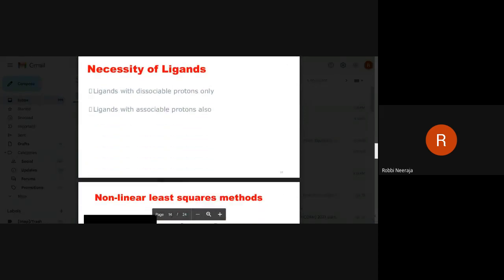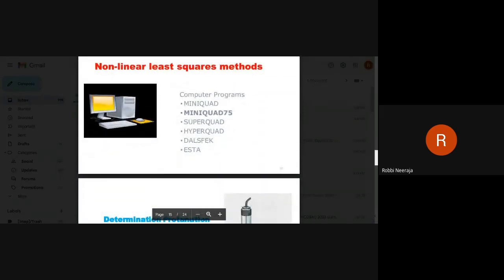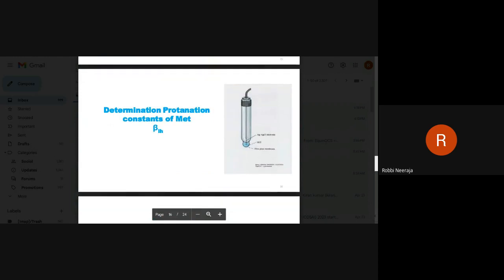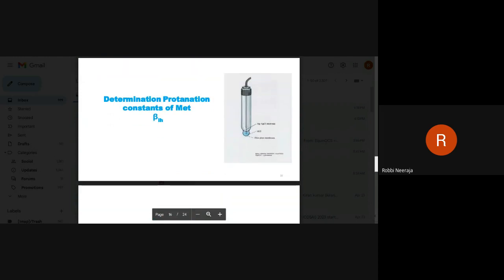For the determination of protonation constants, the non-linear least squares method is the actual method we are using. These are the available software programs: MiniQuad, MiniQuad 75, SuperQuad, HyperQuad, DELSUP, and so on. But in our work, we are using MiniQuad 75. And this is the glass combination electrode. Here we are determining the protonation constants. This is a glass combination pH electrode.